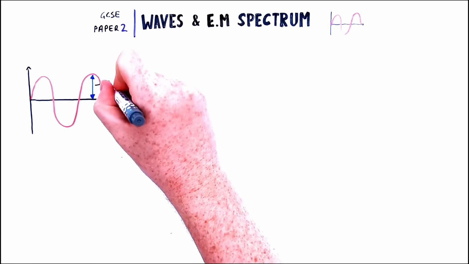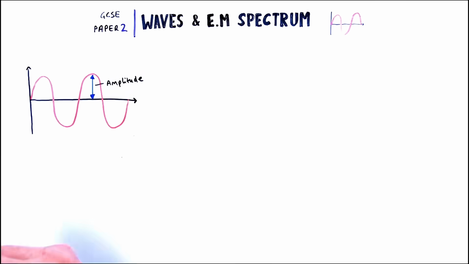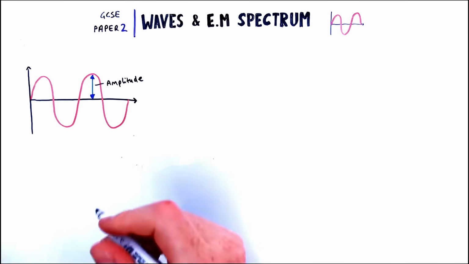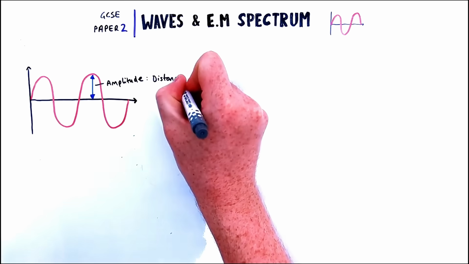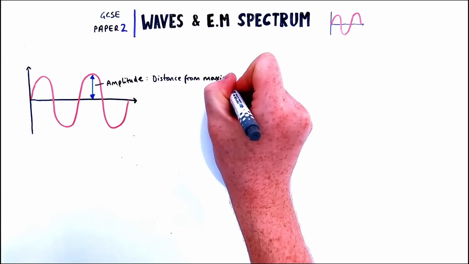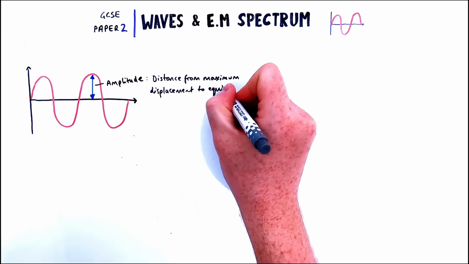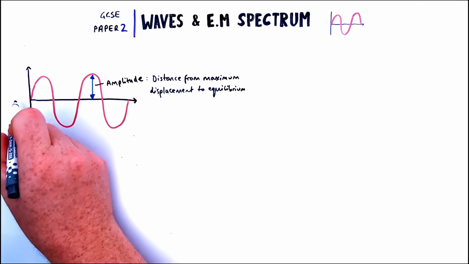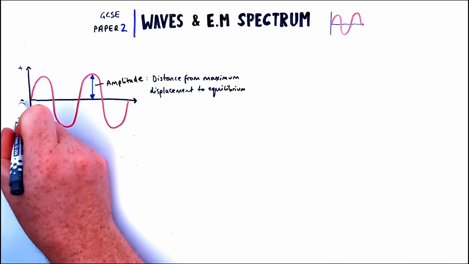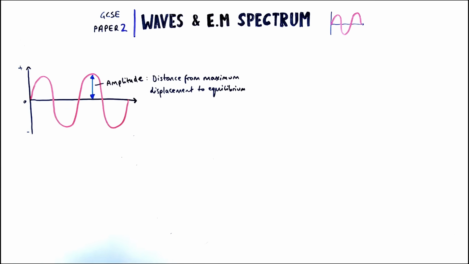Waves look a bit like this, as we see on the left, and we can label a couple of key parts about them. So the first thing to label is the amplitude. That's the top of the wave, the peak to the middle or the equilibrium point. We would define it as the distance from a maximum displacement to equilibrium. Maximum displacement means just as high as the wave can go.